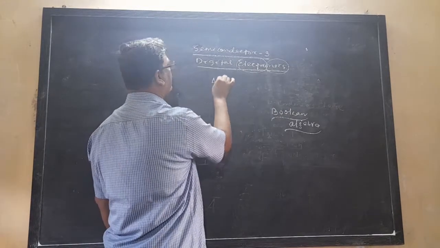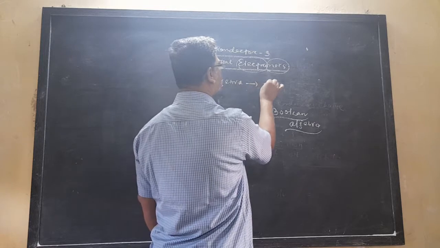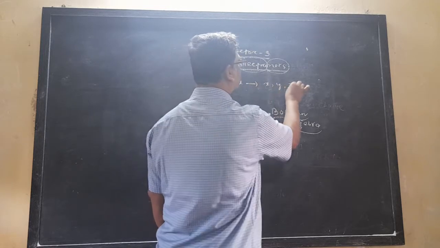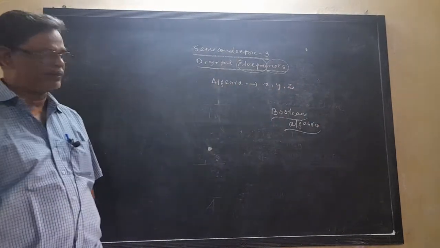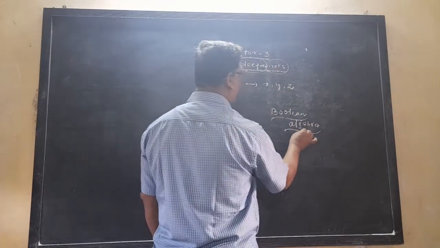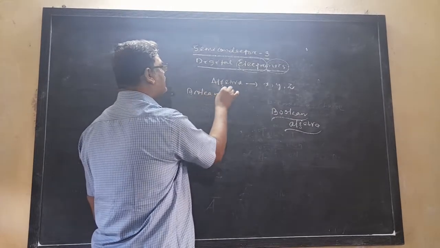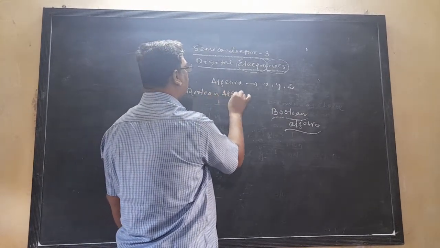In case of algebra, what is the difference? In ordinary algebra we represent x, y, z. These are the variables, whatever may be the value of x, y, z. But in Boolean algebra, we use Boolean algebra.